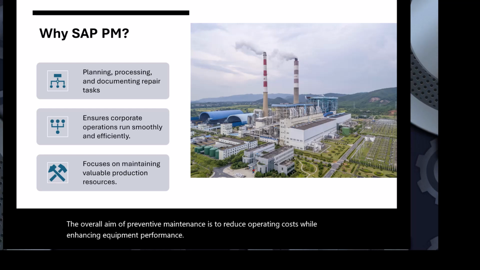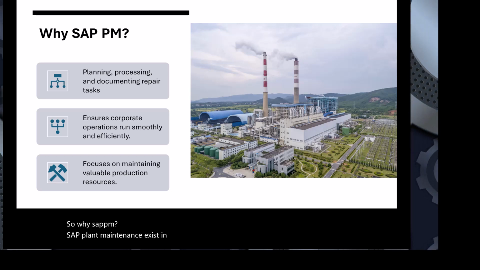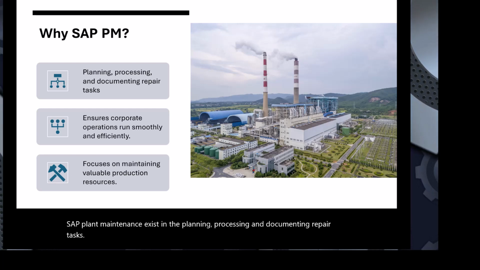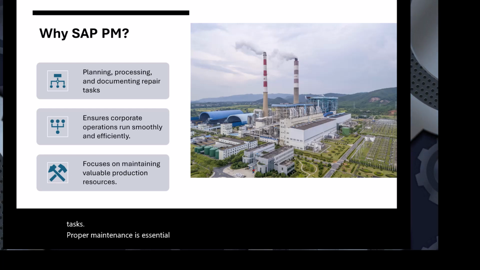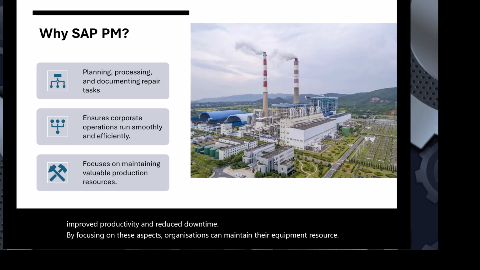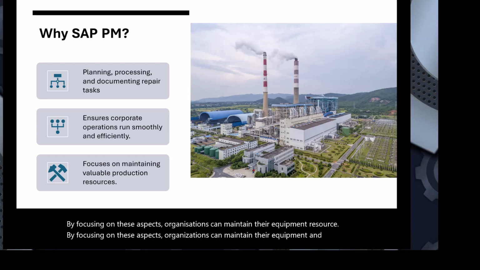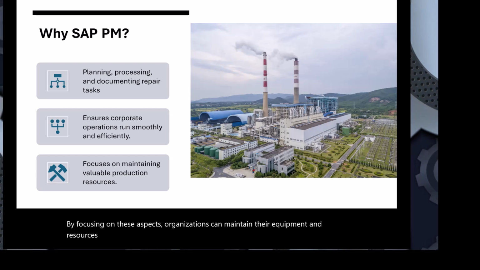So why SAP PM? SAP Plant Maintenance is used in the planning, processing, and documenting of repair tasks. Proper maintenance is essential for the efficient operation of corporate resources, ensuring that production is not disrupted. By focusing on these aspects, organizations can maintain their equipment and resources, ultimately leading to improved productivity and reduced downtime.